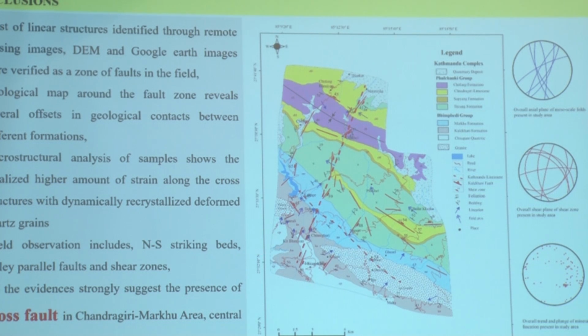north-south striking belts of valley parallel faults and shear zones. Also clearly indicating some of the linear structures present down here. And all the evidence strongly suggests the presence of a cross-fault in the Songlagiri Marco area of central Nepal.